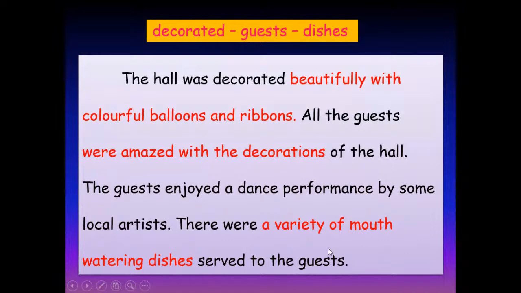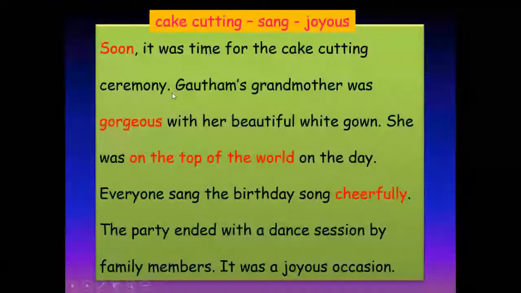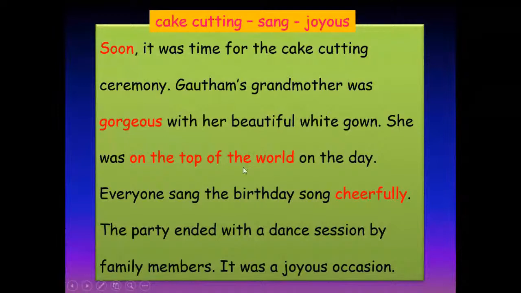Next, the last paragraph. Soon it was time for the cake cutting ceremony. Gautam's grandmother was gorgeous in a beautiful white gown. See, she was on the top of the world on the day. You see, to say she was happy, what have they used? On the top of the world, or you can also use she was on seventh heaven on the day. Instead of saying she was really happy, she was on seventh heaven. Okay, like that. After that, everyone sang the birthday song cheerfully.